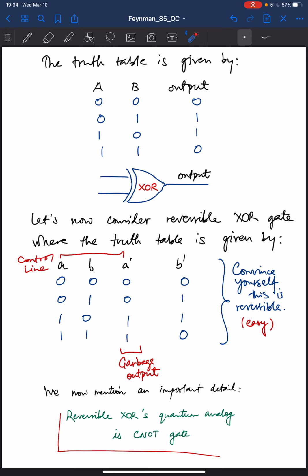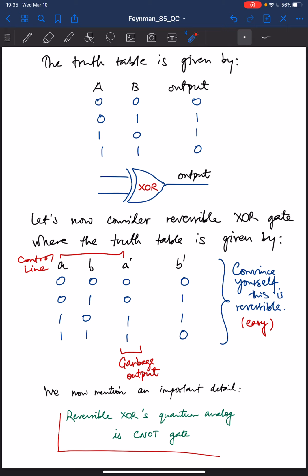Now this is important because we see that A prime is always the same as A. So if A is 0, A prime is 0, and similarly for 1. This A prime is also known as the control line. We'll understand what this is later on. This is known as the control line, and this is also known as garbage output sometimes. In Feynman's paper, it is also referred to as garbage output. So what exactly is this? It says that if you have 0, 0, 0, then you have 0, and if you have 1, 1, 1, you have 0. In both other cases, it is equal to 1.